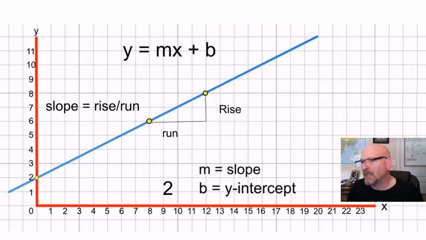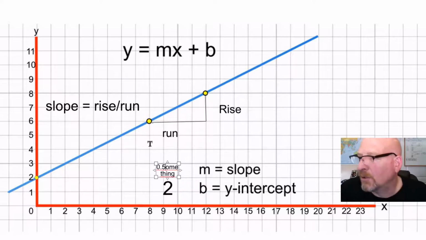You just have to make sure that the numbers down here correlate to the number of boxes you're counting over. So the run is equal to 4, the rise is equal to 2, so the slope is equal to 2 divided by 4, and I'm sure you remember that 2 divided by 4 is equal to 0.5, or 1/2.